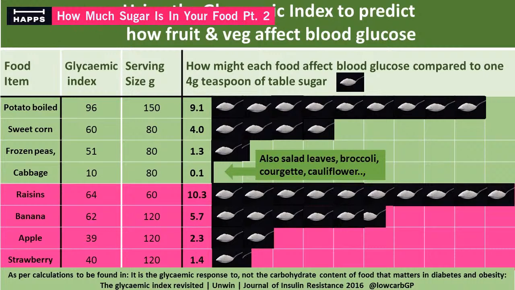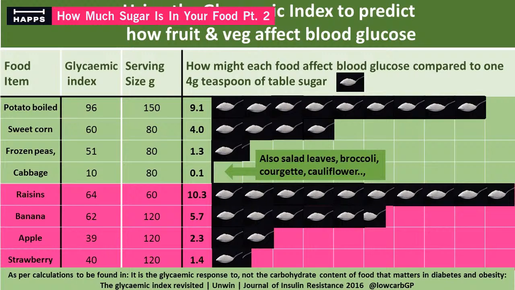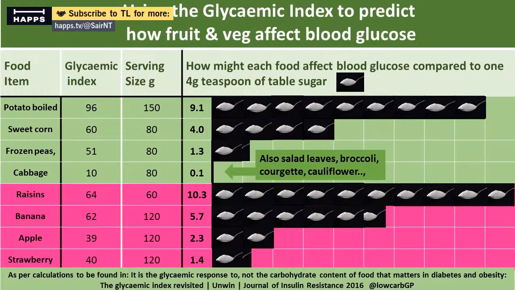Okay, a courgette. But as you can see, those all have less than 1 teaspoon of sugar. So those are very good to have. Salad leaves, all kinds of salad, broccoli, zucchinis, cucumbers, cauliflower, along those lines. Very nutritious, filled with your fiber and micronutrients, and they're low in sugar, hardly any sugar.